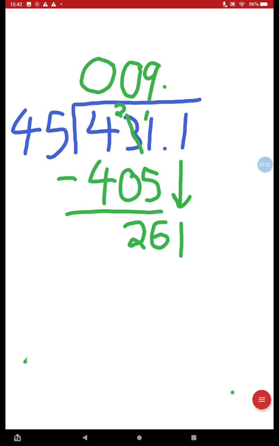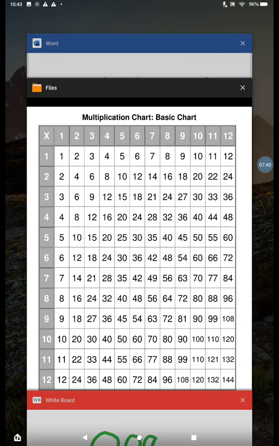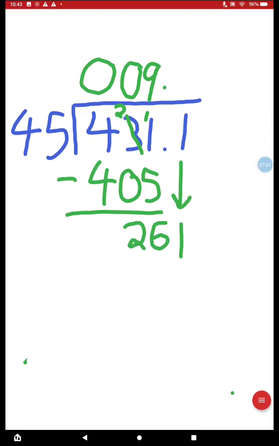All right, can 45 fit into 261? Well, I know that 9 is way too big. So let's look back at our tens chart. We know that 45 is pretty close to 50. 5 times 4 is 20. 5 times 5 is 25. Let's try that, because if I get 250, that'd be pretty good.